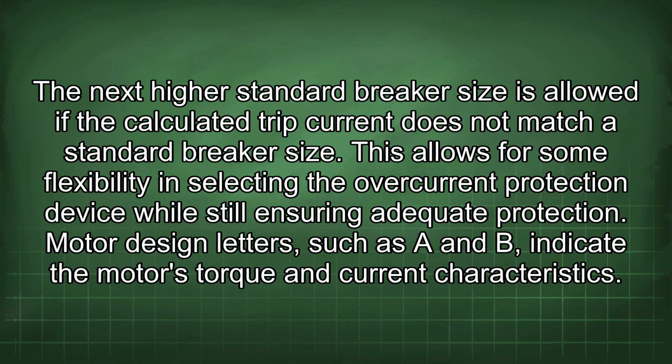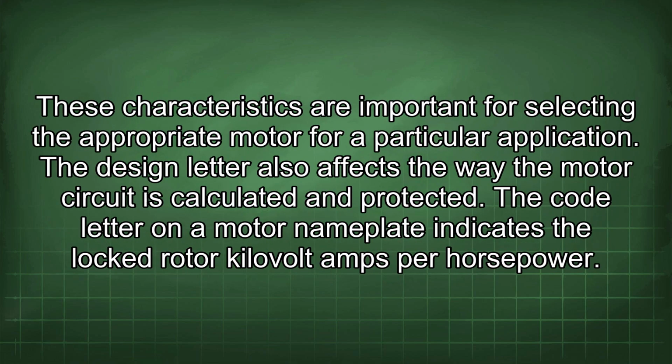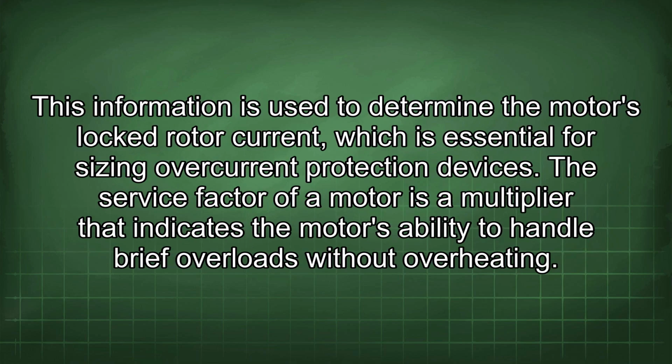Motor design letters, such as MP, indicate the motor's torque and current characteristics. These characteristics are important for selecting the appropriate motor for a particular application. The design letter also affects the way the motor circuit is calculated and protected. The code letter on a motor nameplate indicates the locked rotor kilovolt-amperes per horsepower. This information is used to determine the motor's locked rotor current, which is essential for sizing overcurrent protection devices.